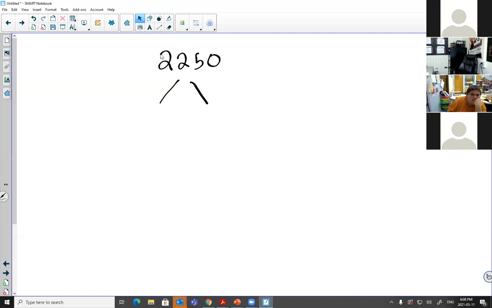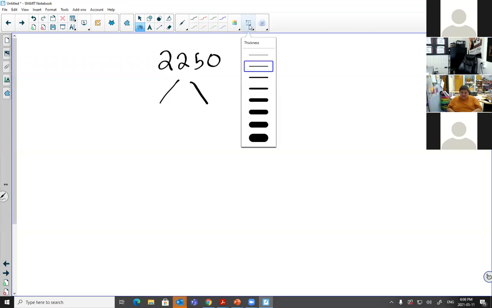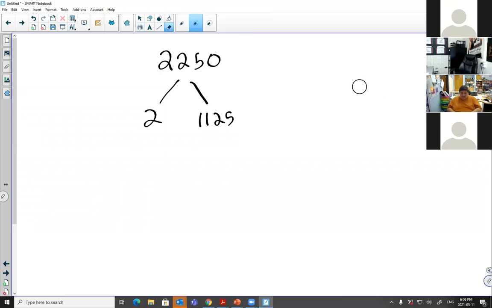Okay, so somebody want to do the 2,250 for me? Somebody adventurous here? 2 times 1,125, or is this too big? Yes, that should work. Okay, so the 2 is fine. What does the 1,125 break down into?